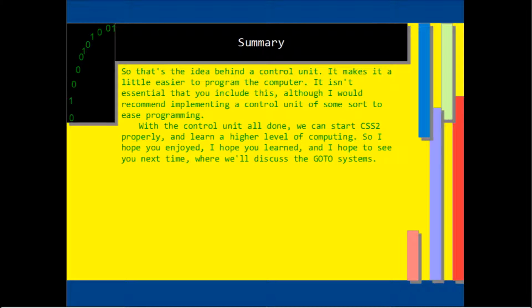With the control unit all done, we're going to start CSS2 properly, that is not going over stuff that I missed last time, and we're going to learn a higher level of computer.